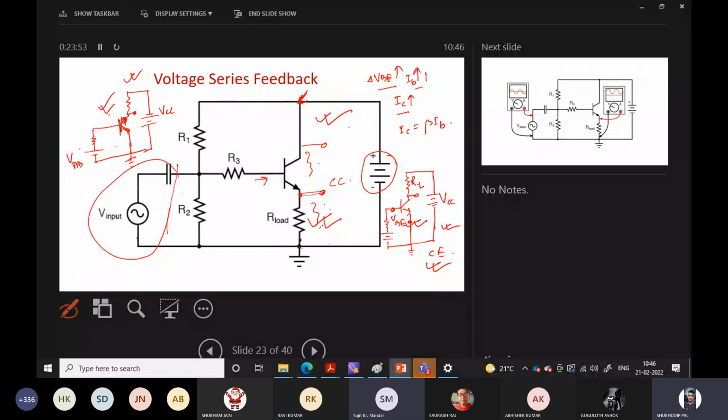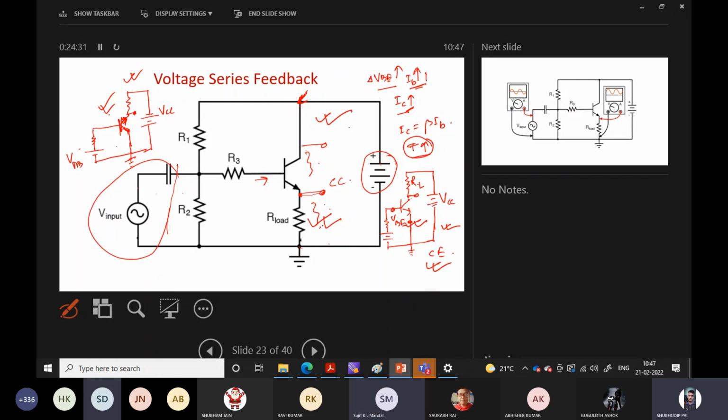Then if IC is increased, what will happen? As per Joule's heating law, the temperature T will increase. If the temperature increases, that also leads to an increase in the reverse saturation current, and that will increase the effective base current. Again, that will increase the output current, and again that will increase the temperature. So this is a cumulative process, and the temperature will increase to an enormously large value, and the transistor may burn out. This type of effect is known as thermal runaway.